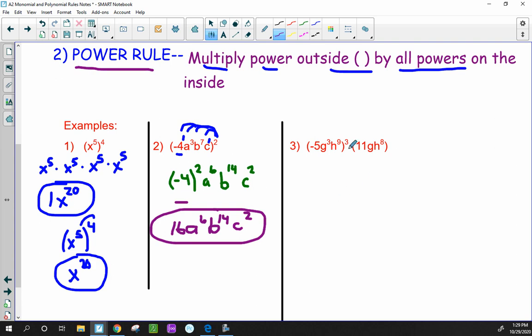Example 3. This time I want you to notice that I have a monomial here in the first parentheses, but there is a power on the outside. And then I want you to notice I have a second monomial, but there's not a power on the outside. Well, technically there's a 1 there, but me putting a 1 here and multiplying it by all these powers is really not going to change anything. When you multiply by 1, it's the same value. So if it's 1, I tend to not write it here.